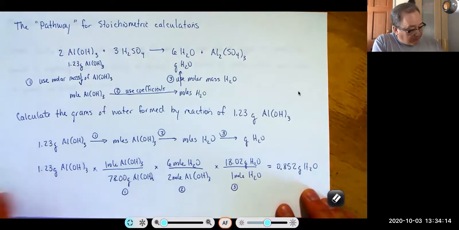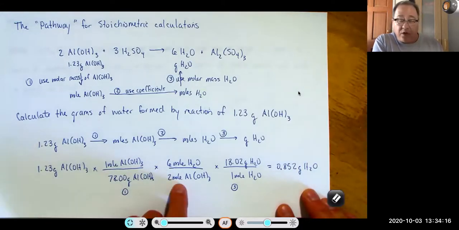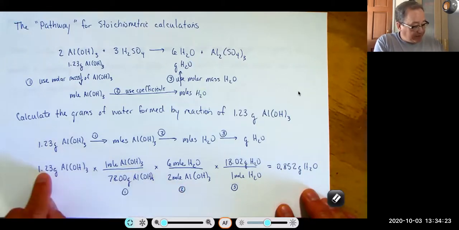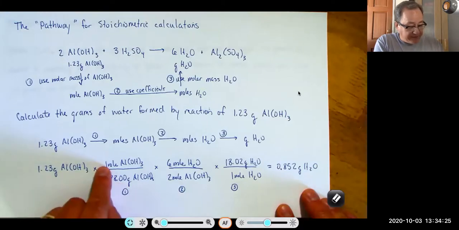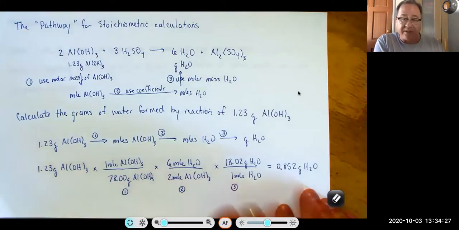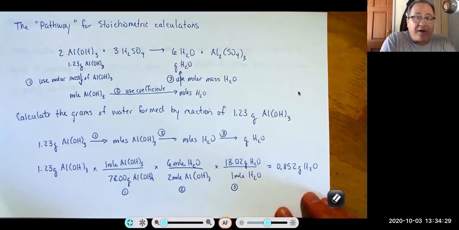And here we have to understand that these mole coefficients are exact. They have infinite numbers of sig figs. Here I have 3, here I have 4, infinity, 4, infinity. So I end up with 3 significant figures, 0.852 grams.